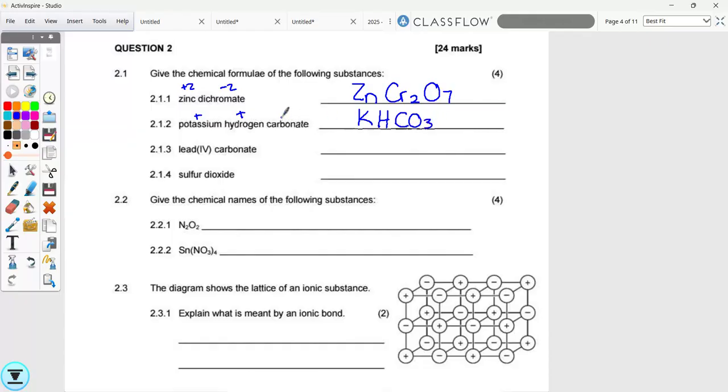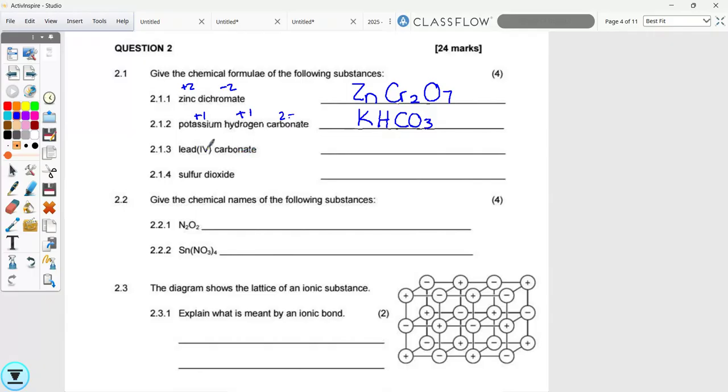CO3, and CO3 is 2 minus. Does that give me 0? Plus 1, minus 2. Does that give me 0? If it gives you 0, you leave it the way it is. Please. Don't fiddle with something that's perfect.